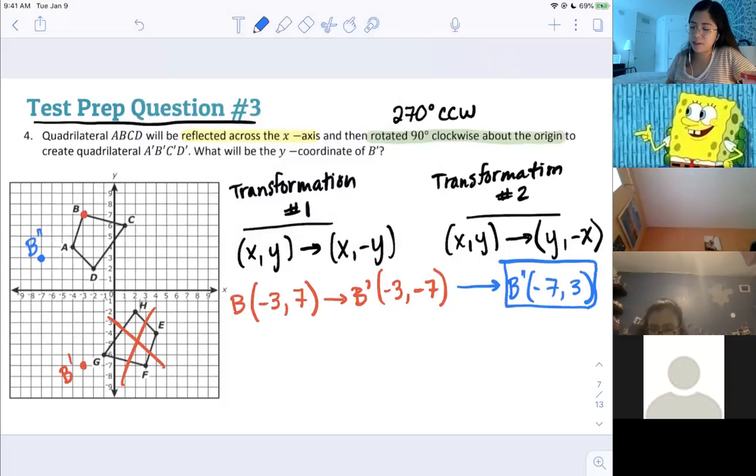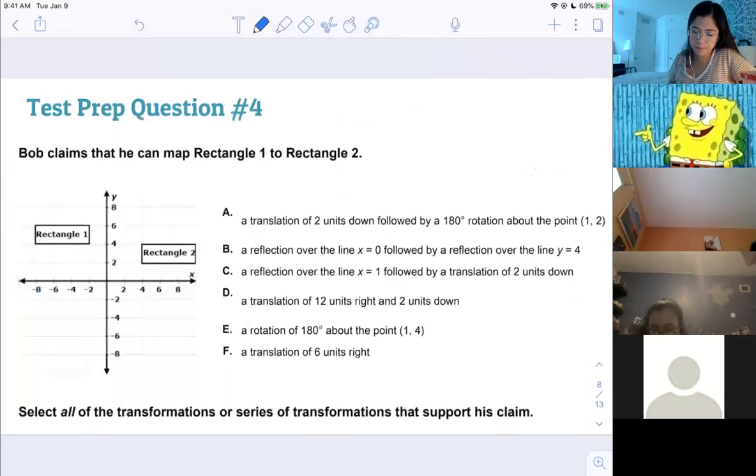Let's do another one. Let's see if it makes more sense with a couple more questions. Okay. Here we go. Tyrone, let's read. Bob claims that he can map rectangle 1 to rectangle 2. Select all of the transformations or series of transformations that can support his claim. So very similar problem. Which of these will map rectangle 1 to rectangle 2? I'm going to give you 3 minutes since there's a lot of options. 3 minutes start now. Send me your answers when you have it.